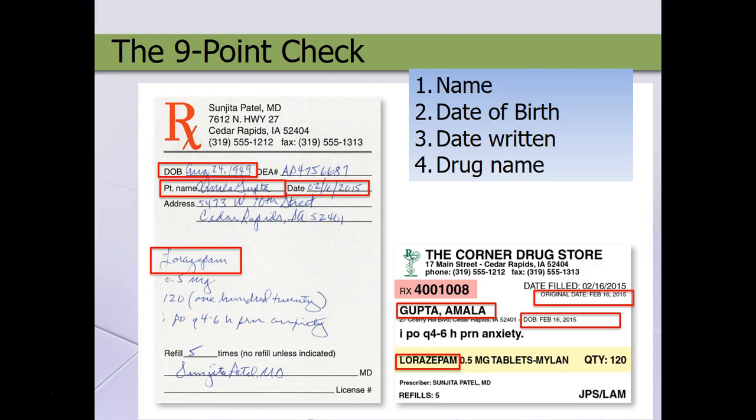So again, that 9-point check. So the name, we've got Amelia Gupta. We've got date of birth. We've got the date that the prescription was written, and we've got the drug name. So then I go over here. I've got my patient's name. I've got the date the prescription was written. I've got my patient's date of birth, and I've got the drug.